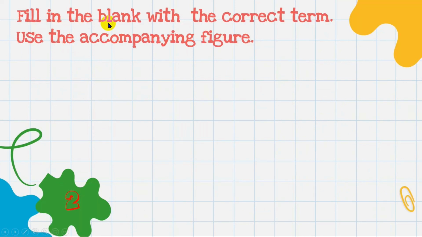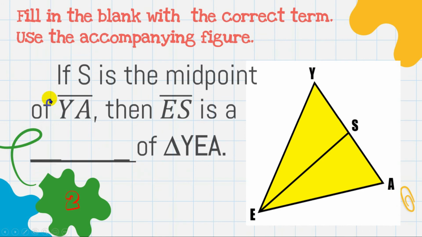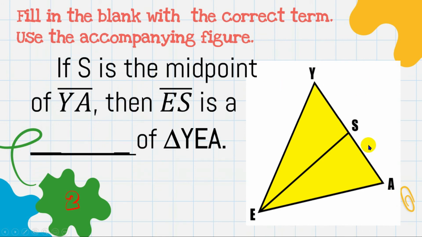Second question. Fill in the blank with the correct term. Use the accompanying figure. We have this figure, triangle AYE with the line segment ES. If S is the midpoint of side YA, then line segment ES is a blank of triangle YEA. What do we call this line segment ES, since point S is the midpoint of this side? None other than median. So, line segment ES is a median of triangle YEA.